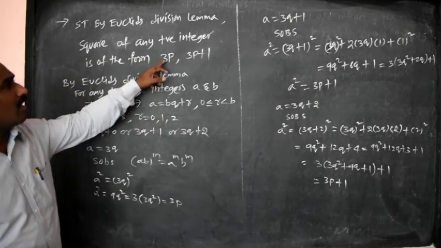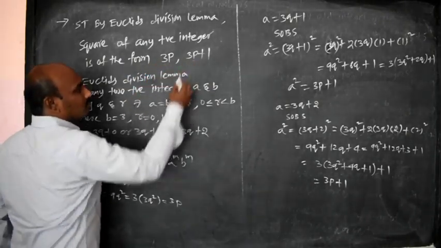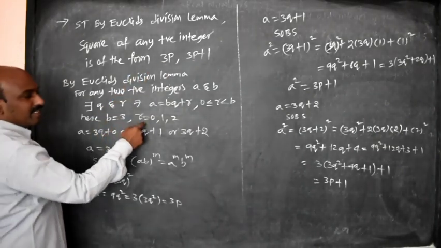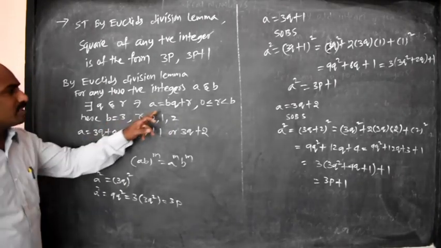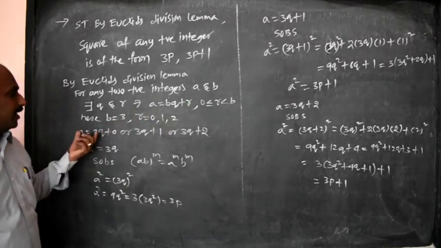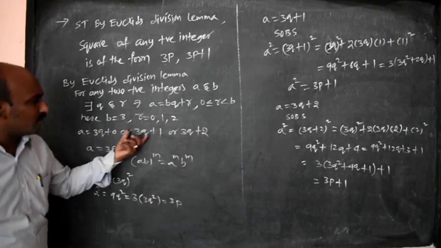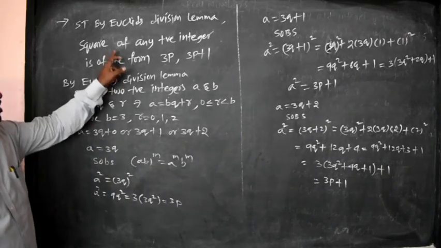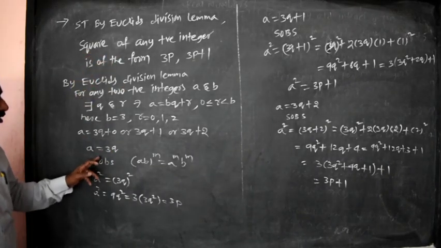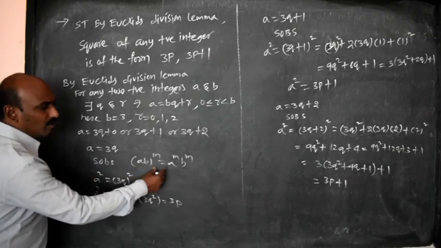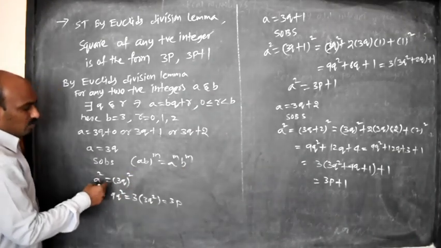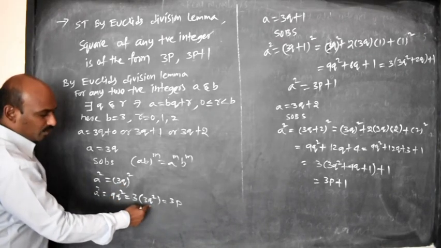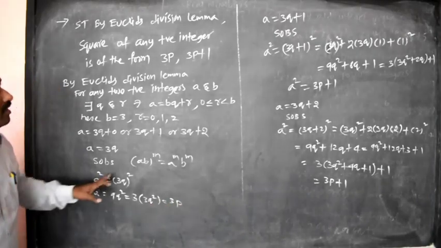Here, when we compare with 3p plus 1, we take the value of b as 3, then the remainder is 0, 1, 2. Then substitute this b and r in a: a equals 3q plus 0, or 3q plus 1, or 3q plus 2. Then a equals 3q. Now, in the question they gave the square of the number, so we square on both sides. We apply the formula ab whole power m equals a power m, b power m. a square equals 3q whole square, that is 9q square. 9 we can write as 3 times 3q square, which is nothing but 3p. So the square of the number is in the form of 3p.